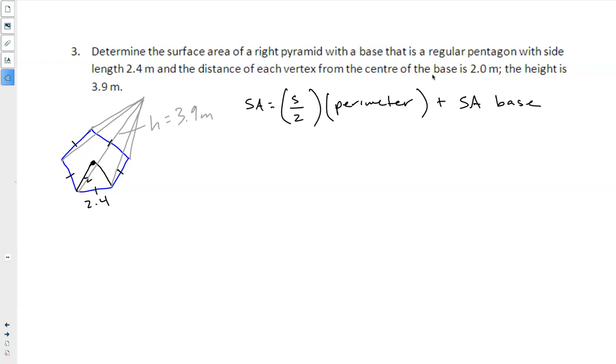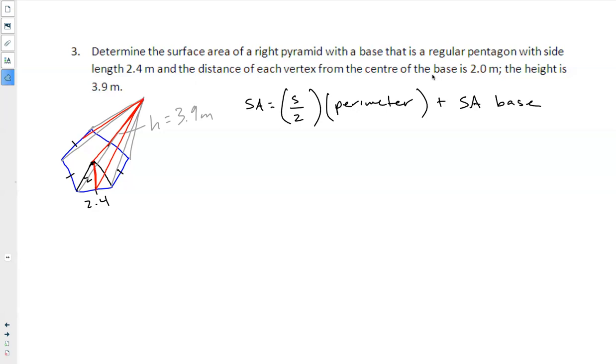Okay, so we know the height, but we do not know the slant height, right? So we need to find the slant height, okay? Maybe I'll draw it on this one, you can see it a little bit better. So there's our slant height. To the middle, it is 2. And then we know that this height right here is 3.9, okay?